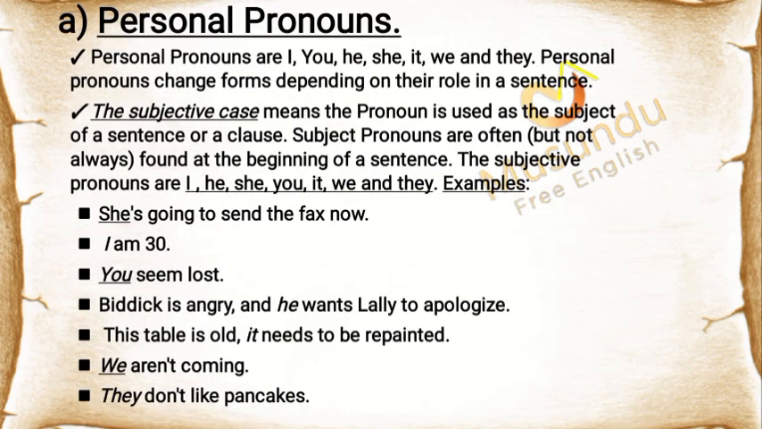A. Personal pronouns. Personal pronouns are I, you, he, she, it, we, and they. Personal pronouns change forms depending on their role in a sentence. The subjective case means the pronoun is used as the subject of a sentence or a clause. Subject pronouns are often, but not always, found at the beginning of a sentence. The subjective pronouns are I, he, she, you, it, we, and they.